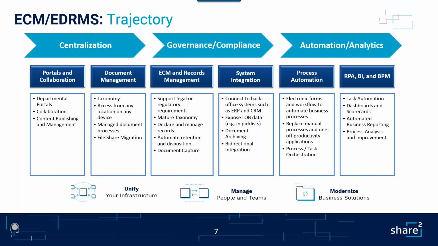So this slide shows the typical trajectory or the way that we typically see systems evolve over time. And of course, our focus is Office 365 and SharePoint. So oftentimes we see that the initial focus is on portals and collaboration, might be departmental portals, could have some content publishing or intranet, an intranet use case. And then, you know, as systems grow over time and you're putting more and more documents into SharePoint or Office 365, it starts to become important to manage those documents.